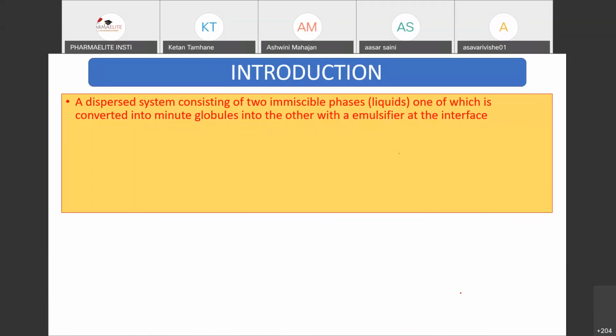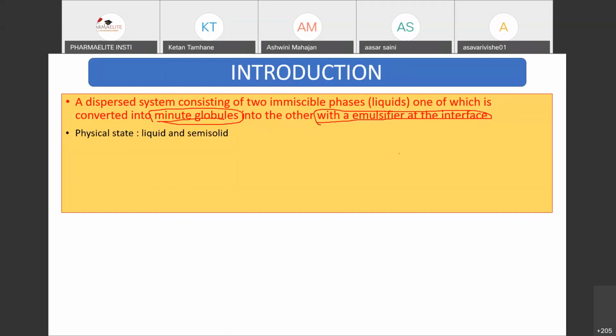Talking about emulsions, basically they are biphasic systems. One system would be your minute globules, which would be your dispersed phase. So this is the dispersed phase, which is being spread across a dispersion medium. Dispersion medium in the sense your solvent phase, in which your emulsion globules are being spread around.